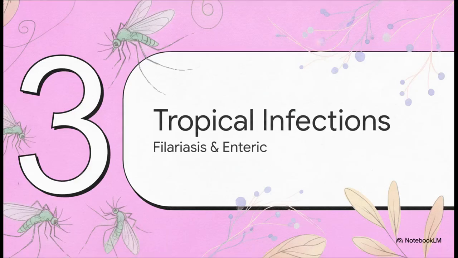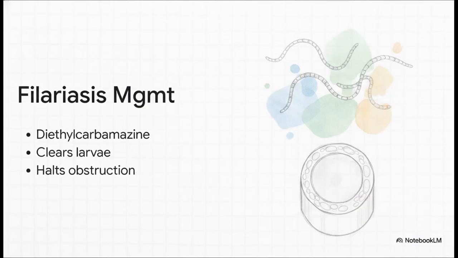Section 3. Tropical and lymphatic infections, filariasis and enteric fever. Question 8. Which of the following drugs is used for management of lymphedema secondary to Wuchereria bancrofti infection? A. Albendazole. B. Mebendazole. C. Diethylcarbamazine. D. Ivermectin. Or E. Praziquantel. The correct answer is C.